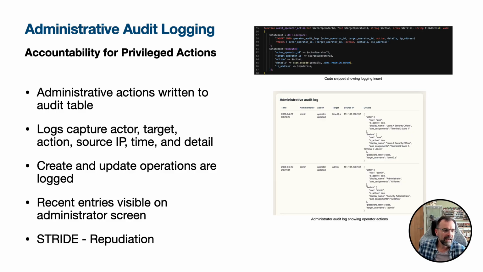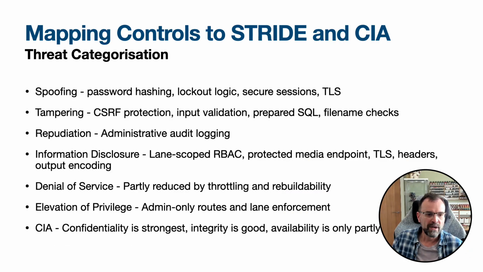For accountability, I added admin audit logging, so who did what, when and where from. This mitigates the repudiation risk in terms of STRIDE. Without it, the admin could plausibly deny having created or changed an account. Here we look again at our mapping between our controls and STRIDE. I will have attached the presentation to the video, so you can look at these in a little bit more depth at your leisure.